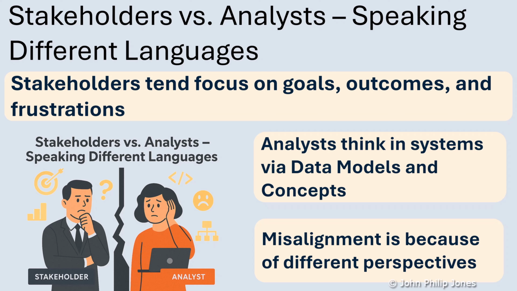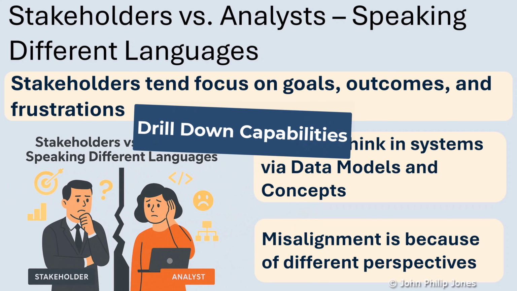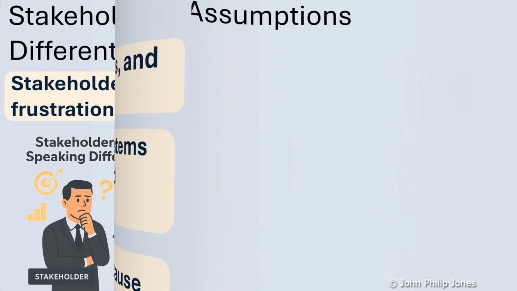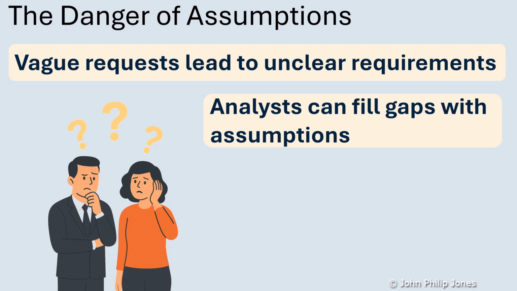A stakeholder might say, I want a dashboard that shows sales performance. But what does that really mean? Real-time data? Historical trends? Drill-down capabilities? The analyst needs precision, and without it, assumptions will creep in. Vague requests from a stakeholder lead to unclear requirements. Analysts can fill gaps with assumptions.